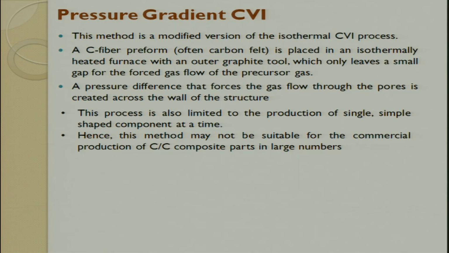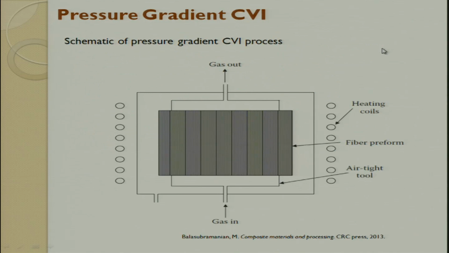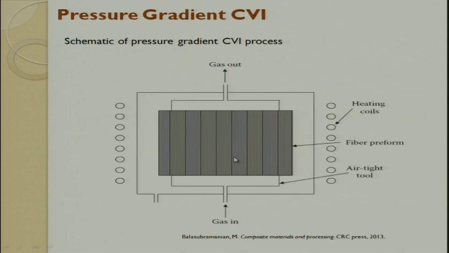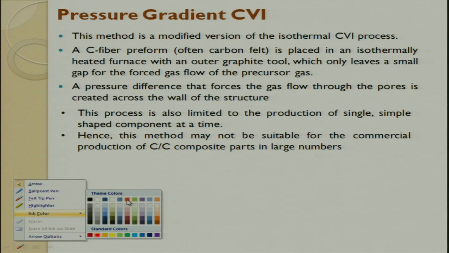You also have a pressure gradient, which is a small modification of the isothermal CVI process. Here a carbon fiber is placed in an isothermally heated furnace with an outer graphite tool, which only leaves a small gap for the forced flow of the precursor gas. The pressure difference that forces the gas flow through the pores is created across the walls of the structure. The process is also limited to the production of a single or simple shape only. This method may not be suitable for commercial production of CC composite parts of a large area. So, this method is not used.